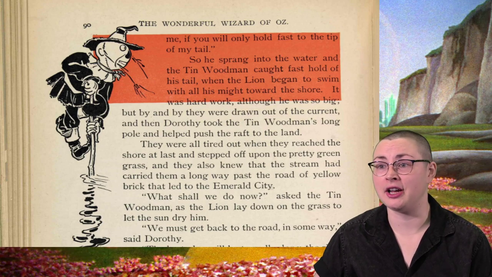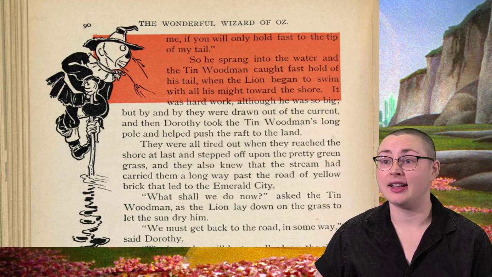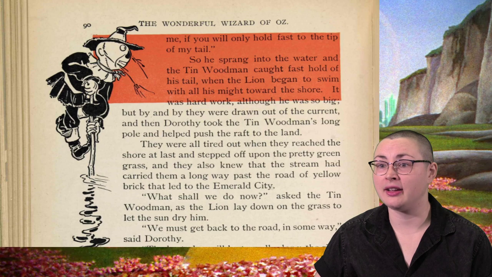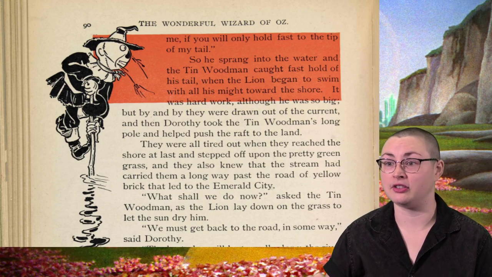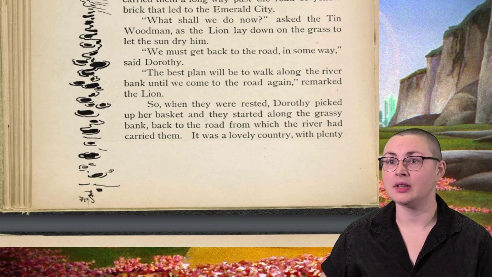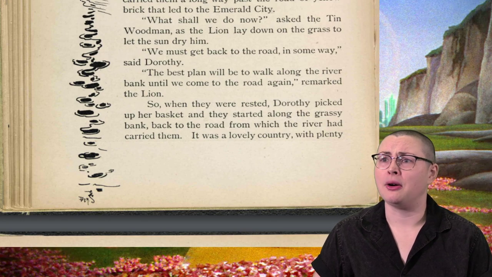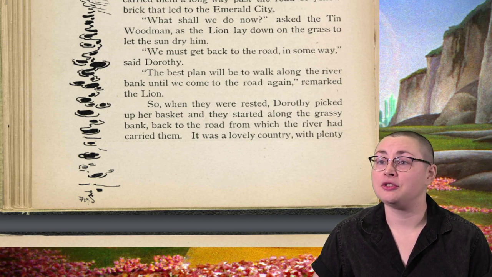They were all tired out when they reached the shore at last and stepped off upon the pretty green grass, and they also knew that the stream had carried them a long way past the road of yellow brick that led to the Emerald City. "What shall we do now?" asked the Tin Woodman, as the Lion lay down on the grass to let the sun dry him. "We must get back to the road in some way," said Dorothy.